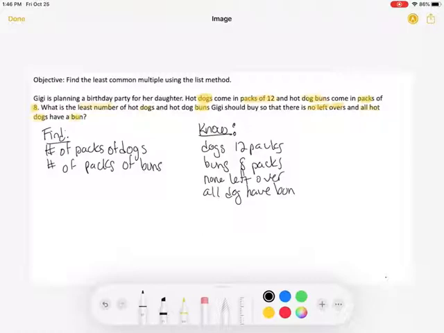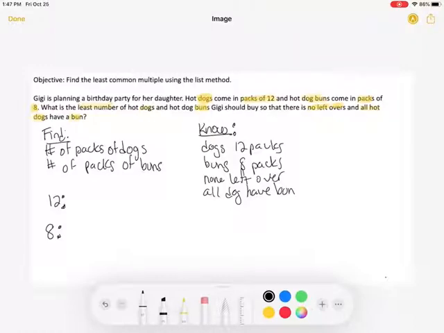So I basically need to figure out how many packs I need to buy. And so what I'm going to do is try to find the least common multiple to help me figure out in total how many buns and dogs I need to buy. So I'm going to use what's called the list method, and I'm going to use it to list the multiples of 12 and 8.